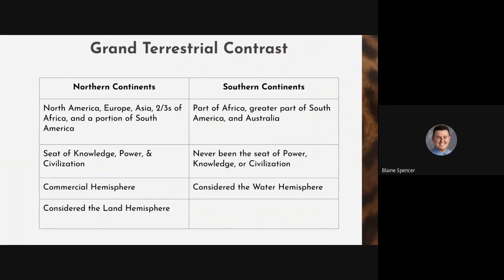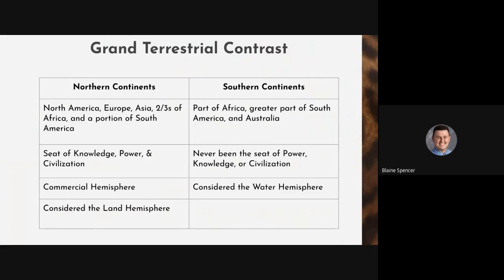And because there's so much land up in the northern hemisphere, in these northern continents, it's going to be considered the land hemisphere. Well, duh. That's fairly simple, because most of the land is up here. Of course, we're going to call it that. So when we look at what's different in the southern continents, it's fairly simple. What's the opposite of this?